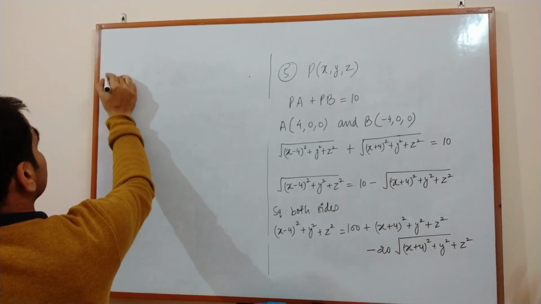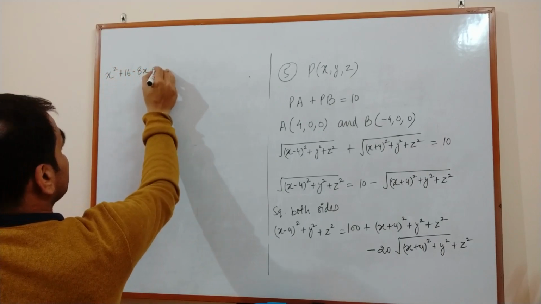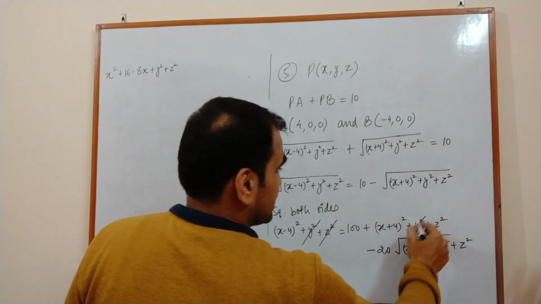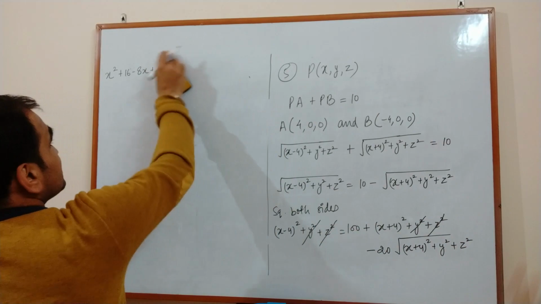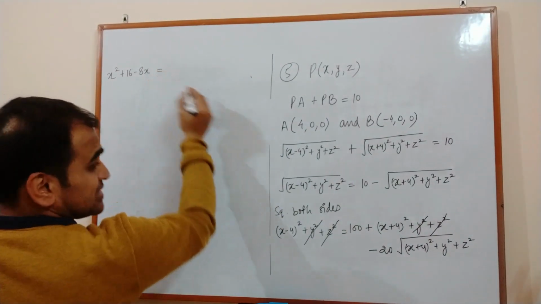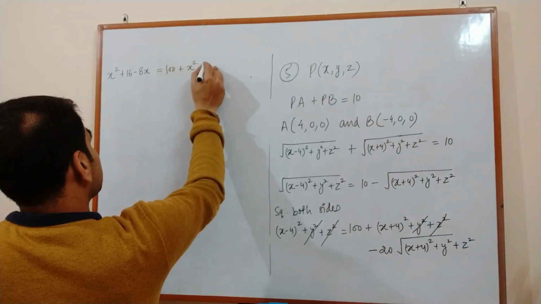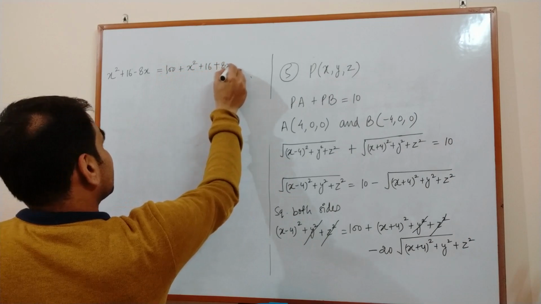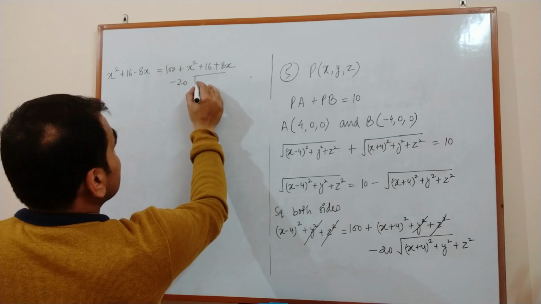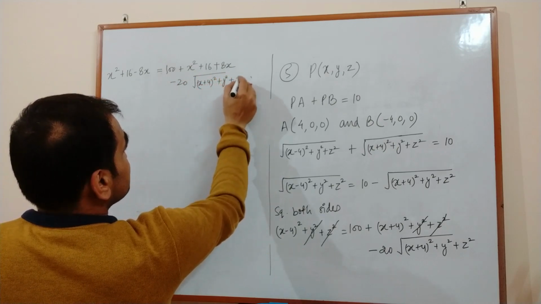So x minus 4 whole square is x square plus 16 minus 8x plus y square plus z square. Even this y square and z square are cancelled out as well, you can say. So there is no need to write here. So x minus 4 whole square is equals to x plus 4 whole square. So 100 plus x plus 4 whole square को expand कर दीजिए. minus 20 under root of x plus 4 whole square plus y square plus z square.